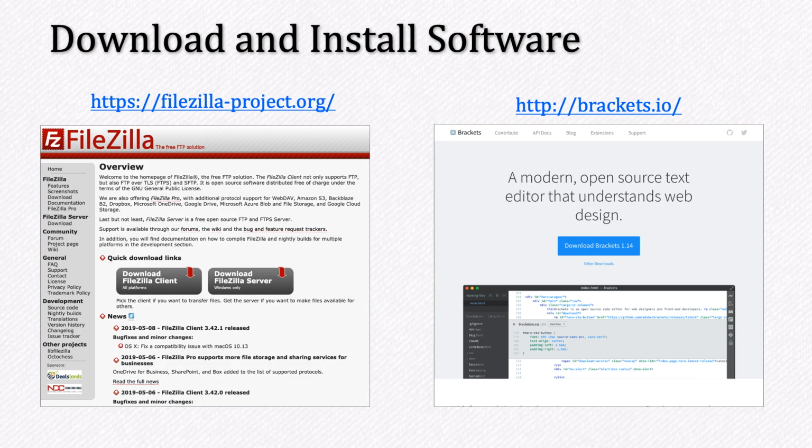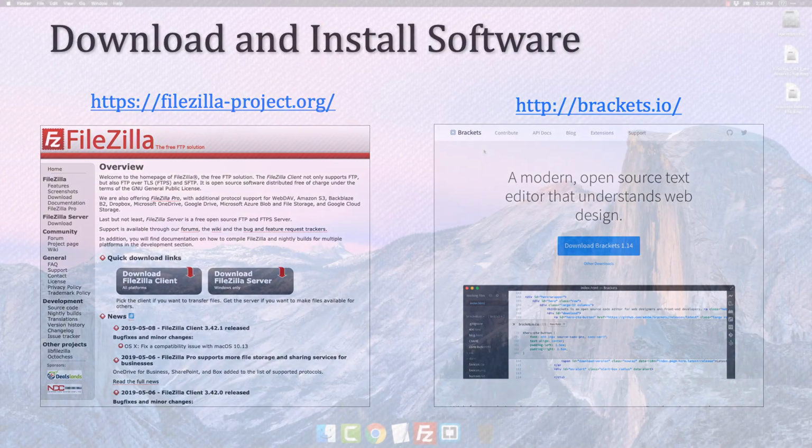And from there, we're going to need to download and install some software. We're going to use an FTP program called Filezilla, and we're going to use the text editor called Brackets. And in the next part of the video, I'll walk you through that.